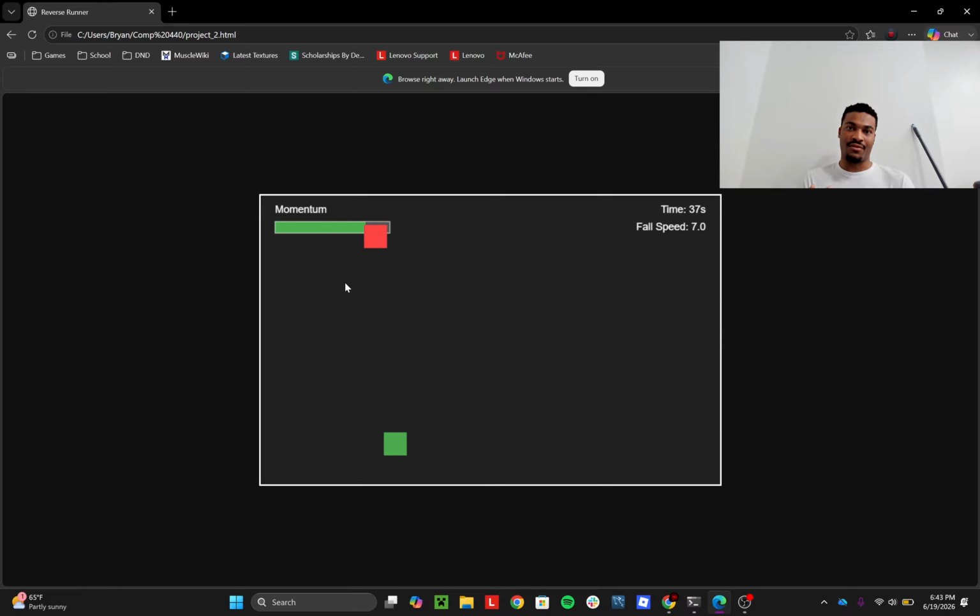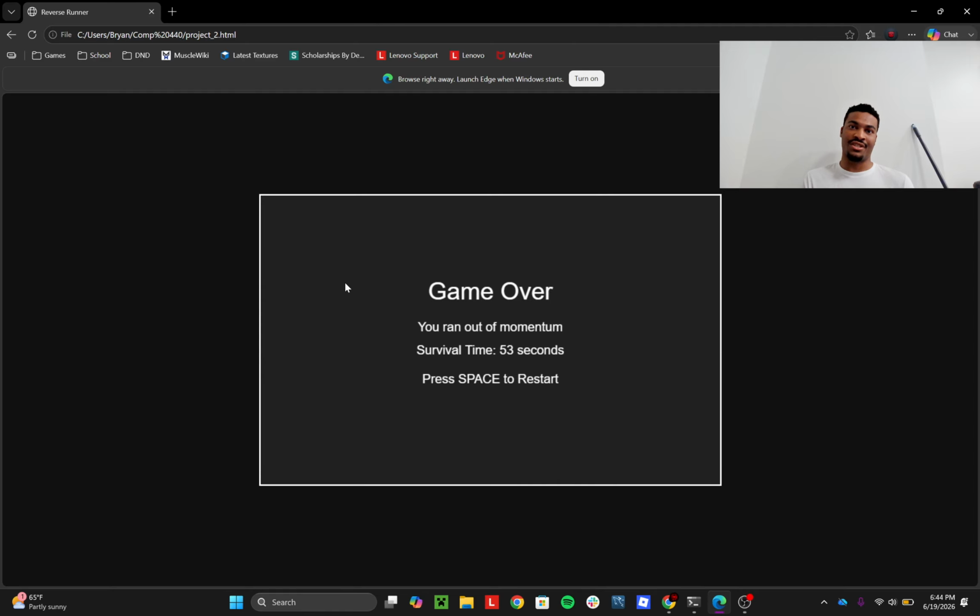Now I'm gonna let the game run for another couple seconds, but as you can see, as the round continues, the blocks fall faster and the momentum drains faster as well, which makes the game much more difficult. I'm gonna let the game end here. And now, if momentum reaches zero, the game transitions over to the game over screen.